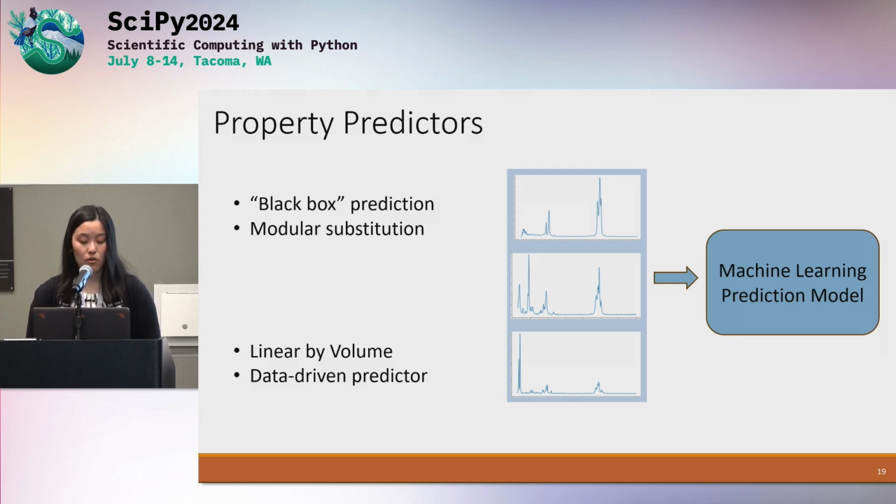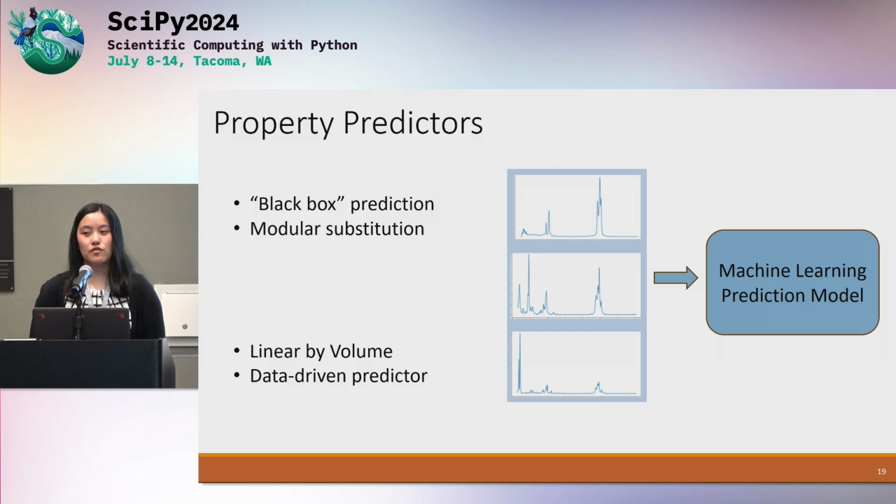So for example, we started working with a linear by volume property predictor, and this is pretty rudimentary. It's just a linear combination of each component's individual property value and its volume fraction. But we also wanted to explore a more robust way to predict properties for fuels. So our collaborators at Berkeley Lab developed a data-driven predictor.